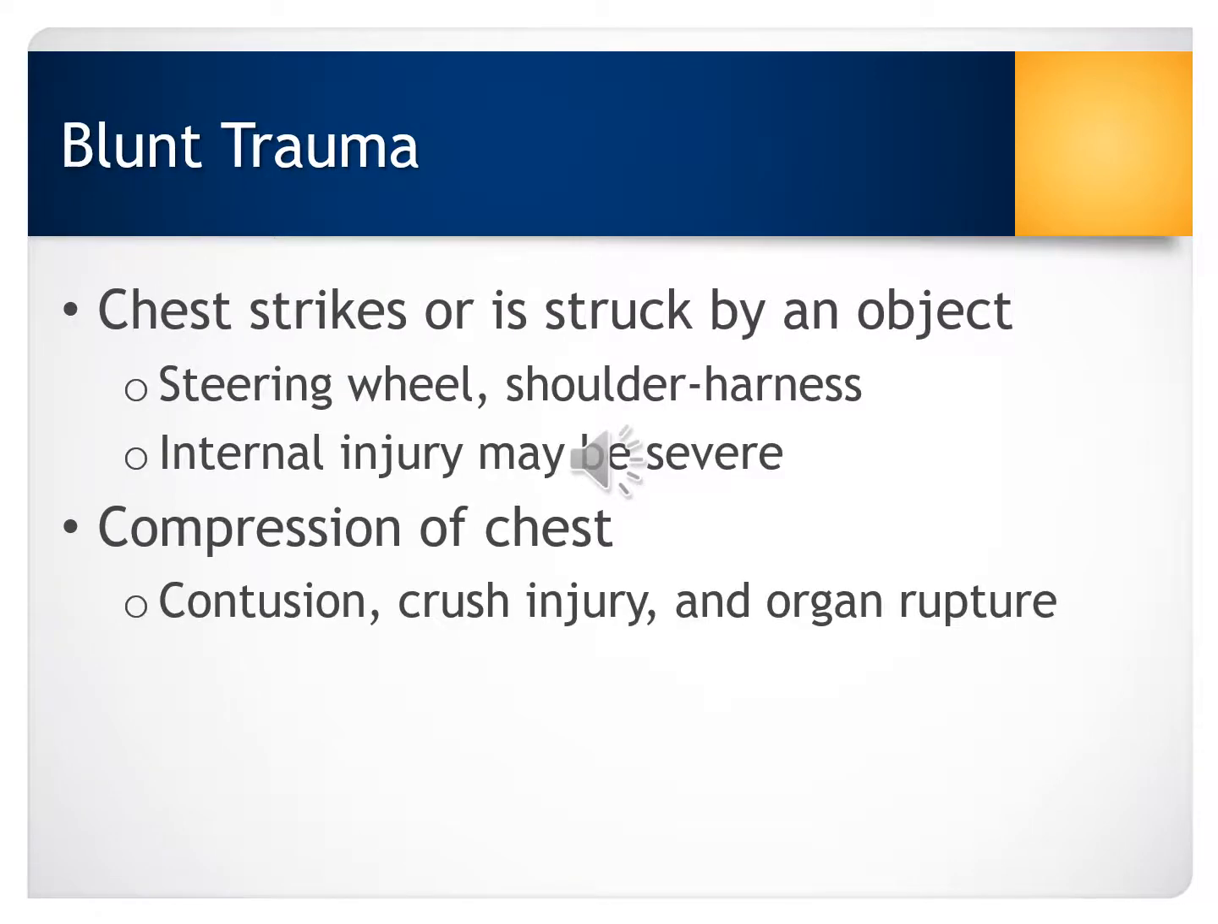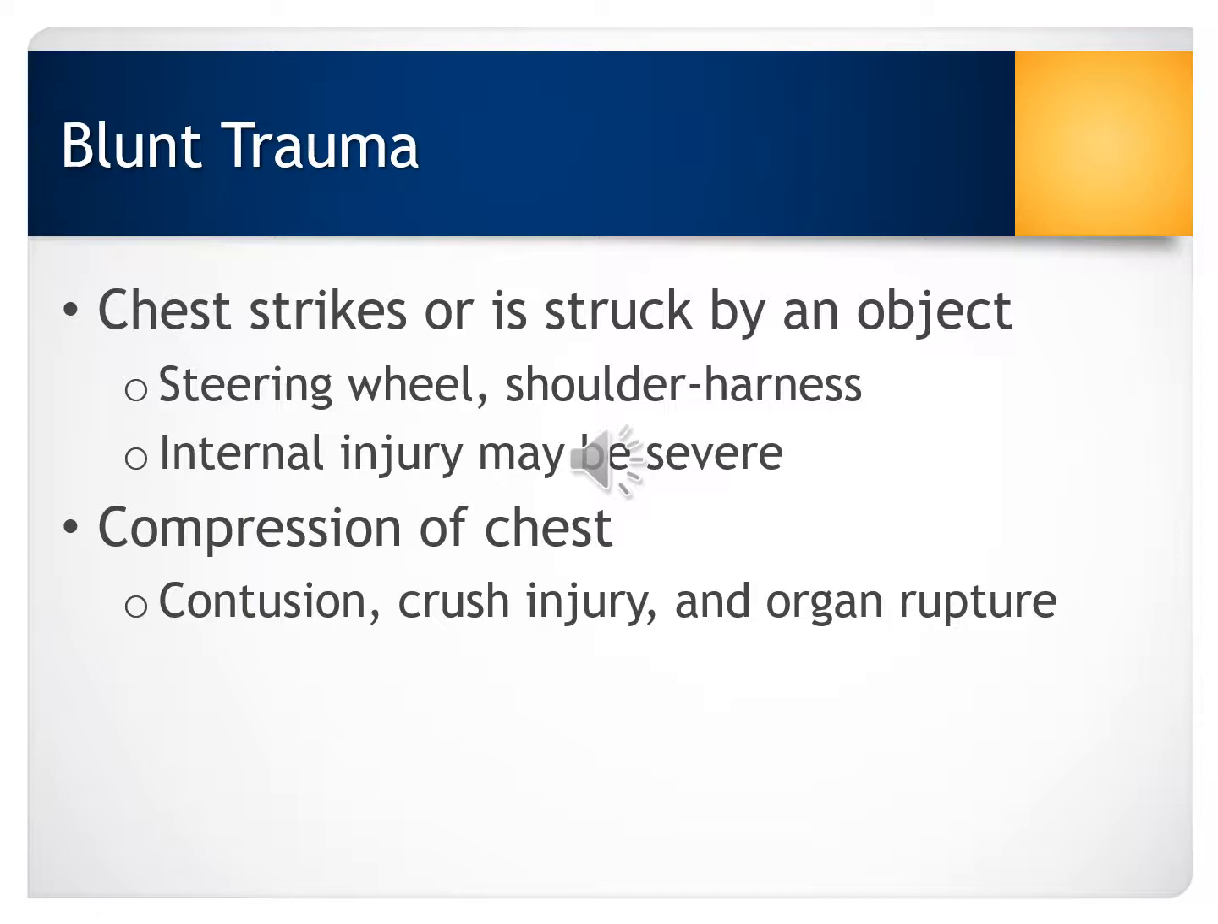Blunt trauma occurs when the chest strikes or is struck by another object. A common cause of blunt trauma would be a motor vehicle accident. So you can see how trauma would occur if the chest hits the steering wheel, or when you're in an accident and your chest moves forward. The shoulder harness that keeps you in place can also cause blunt trauma. Oftentimes the external injuries appear minor, but the internal injuries may be severe.